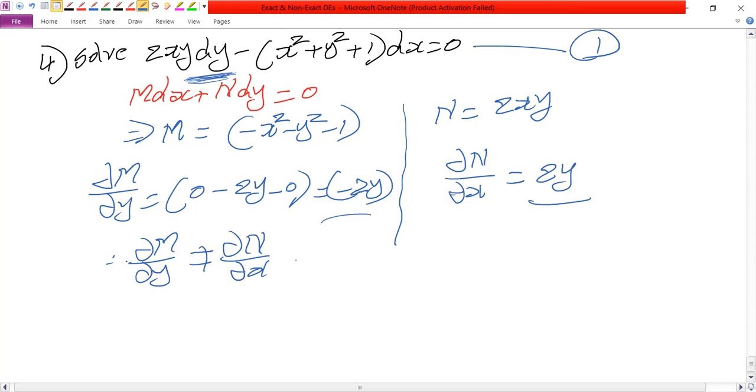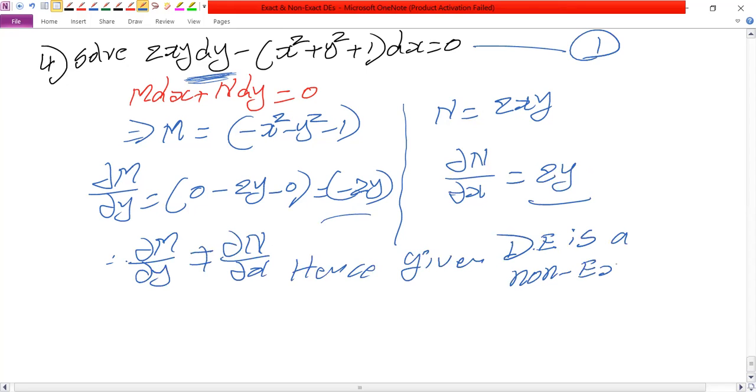Hence, the given DE is a non-exact DE. So whenever it is non-exact, we have to check whether it is homogeneous or not. Now, check what is the condition for checking homogeneous or not.